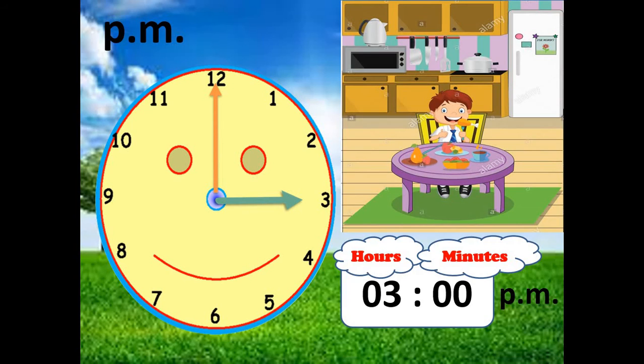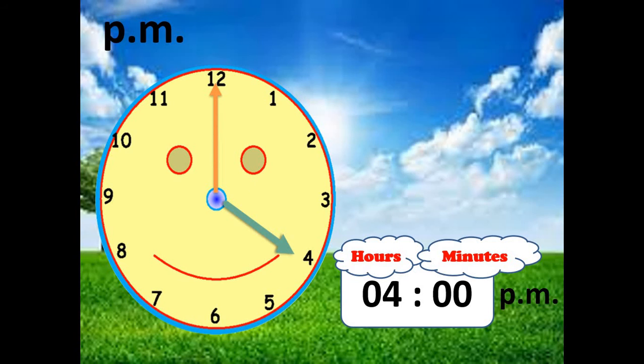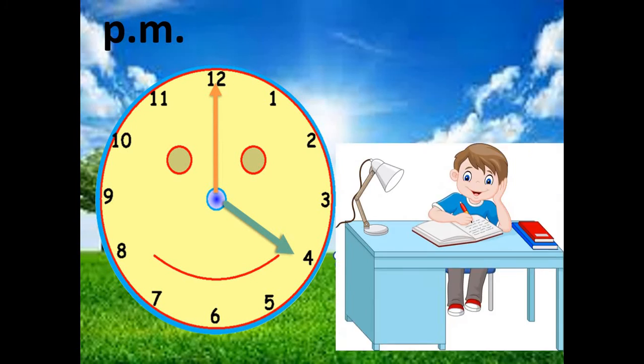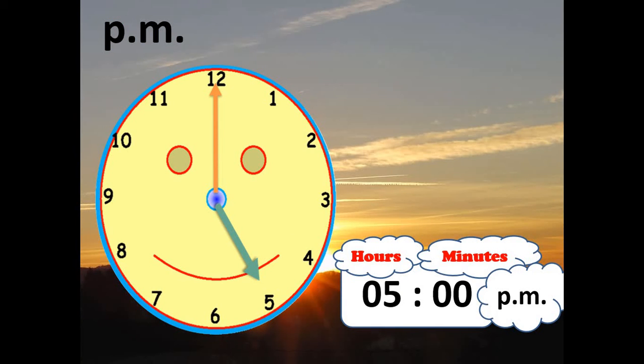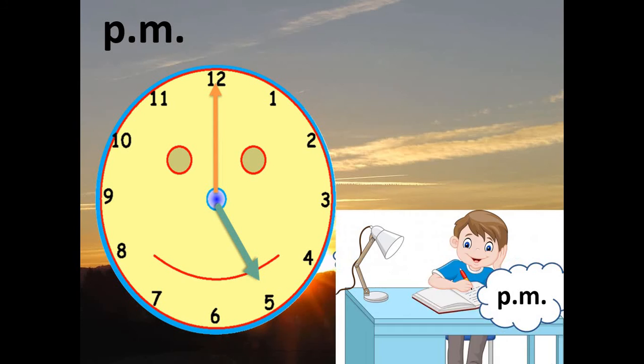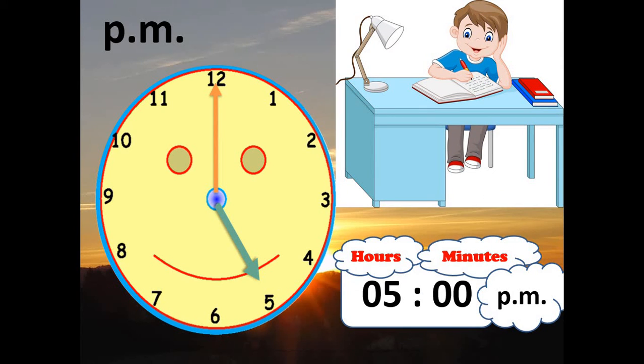At this time, you are having your lunch. And what about 4 o'clock p.m.? At this time, what are you doing at 4 o'clock p.m.? What do you think? I think you are now studying and solving your homework. And at 5 o'clock p.m., now it's sunset. So, what are you doing? You are still studying? You are very smart.